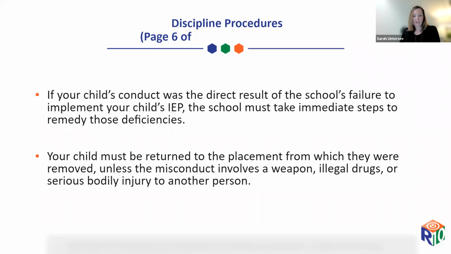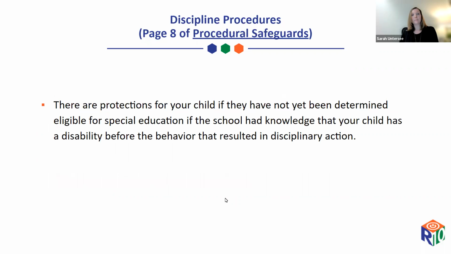Discipline procedures are on page 6. If your child's conduct was the direct result of the school's failure to implement your child's IEP, the school must take immediate steps to remedy those deficiencies. Your child must be returned to the placement from which they were removed unless the misconduct involves a weapon, illegal drugs, or serious bodily injury to another person. There are protections for your child if they have not yet been determined eligible for special education, if the school had knowledge that your child has a disability before the behavior that resulted in disciplinary action.